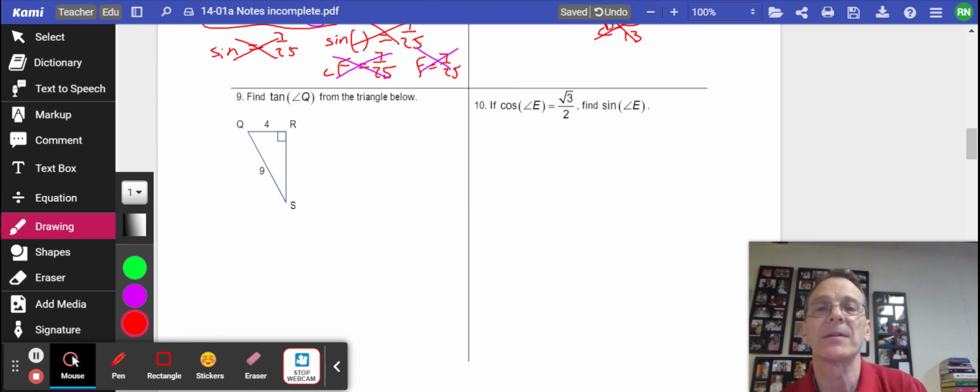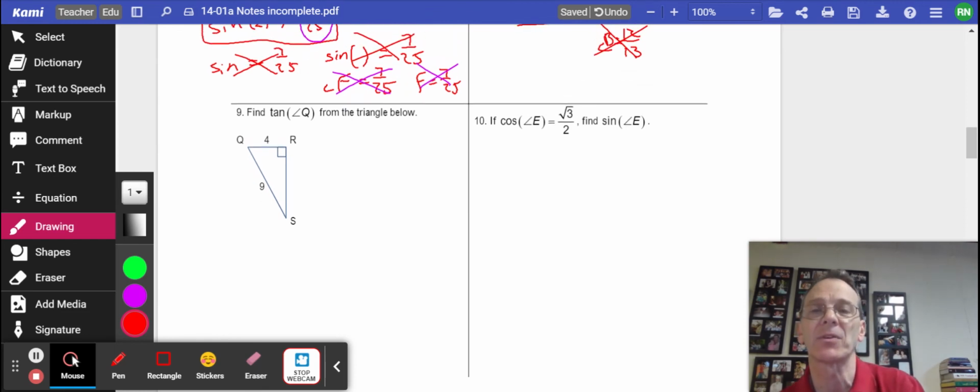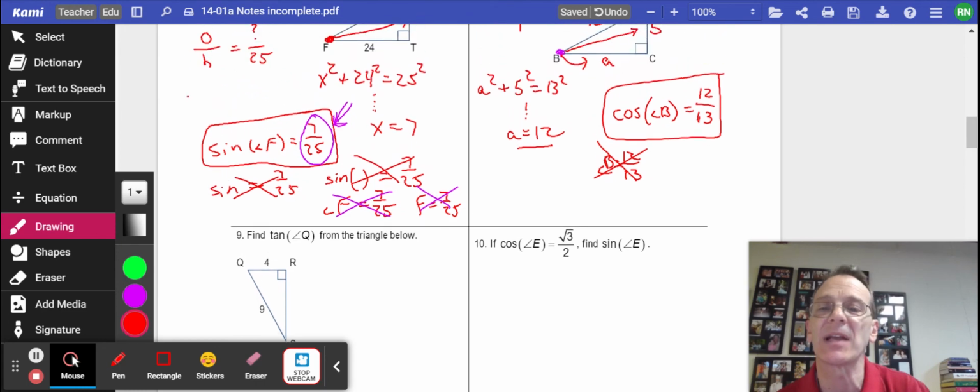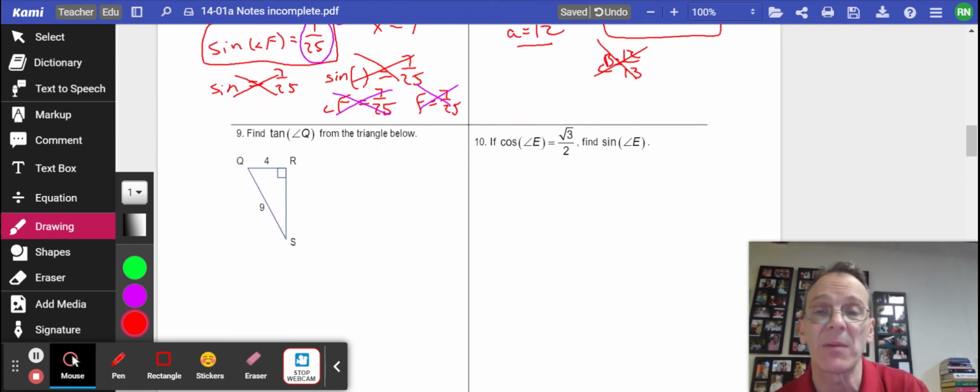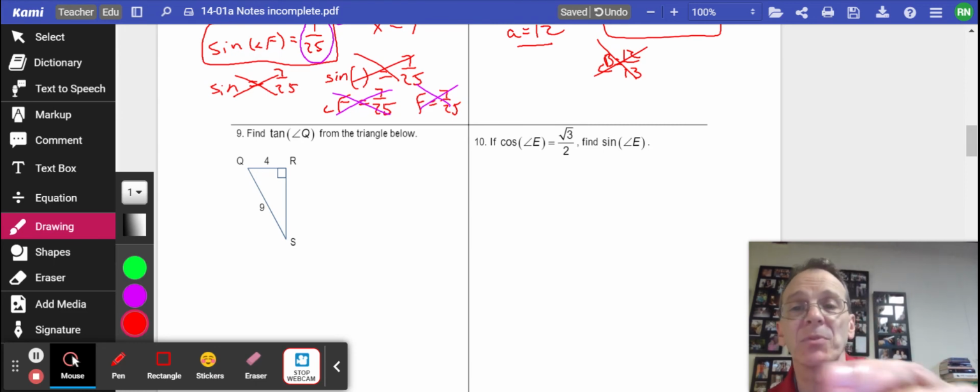Number 9, find the tangent of angle Q from the triangle below. If we were in class, I'd ask you to do this on your own. Maybe you want to pause this video, try this problem on your own. Go ahead.